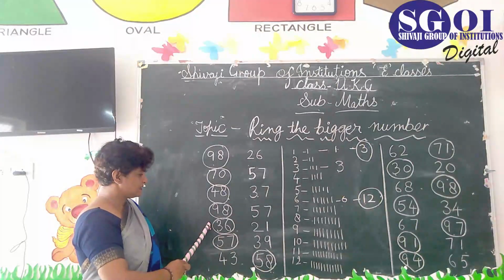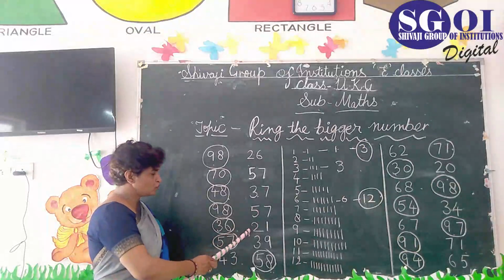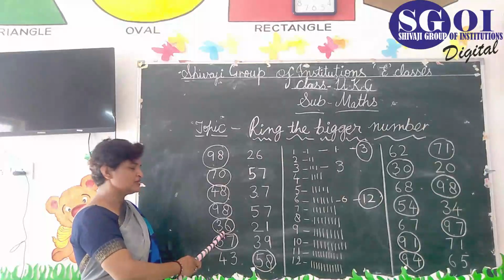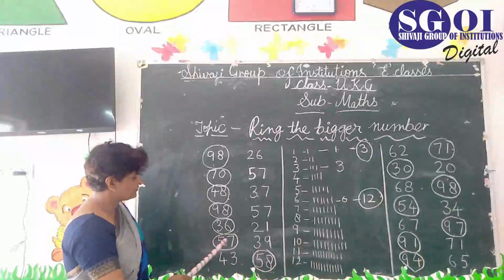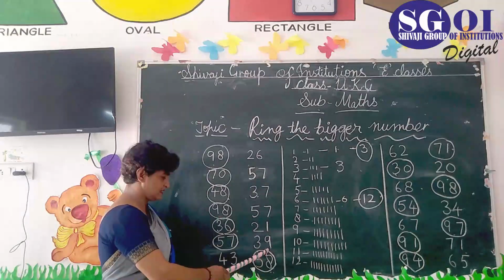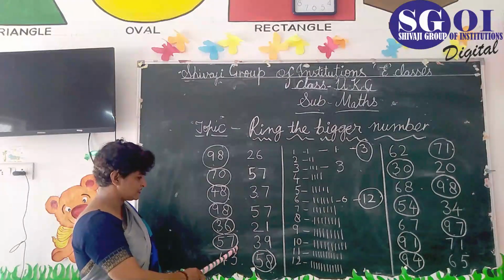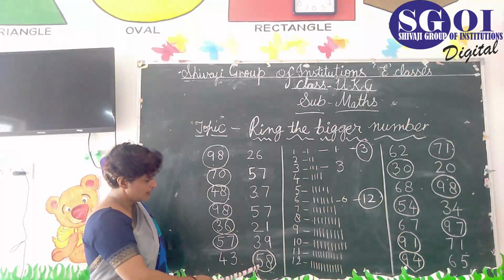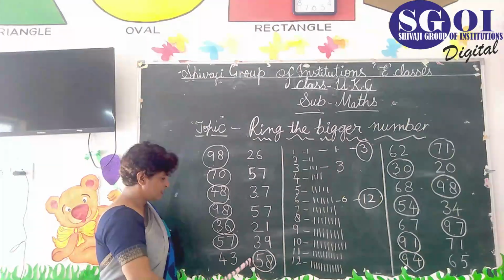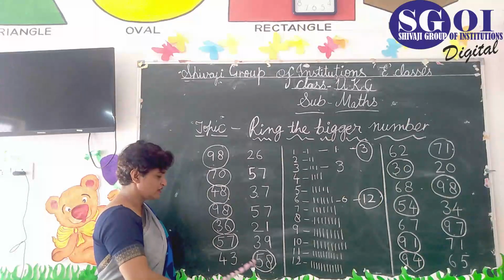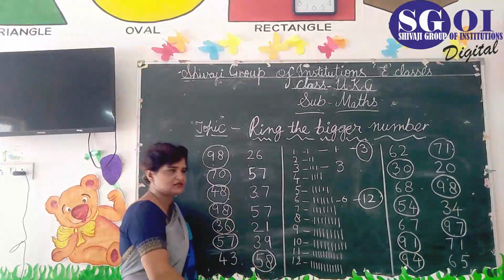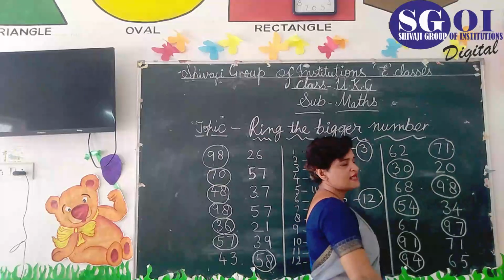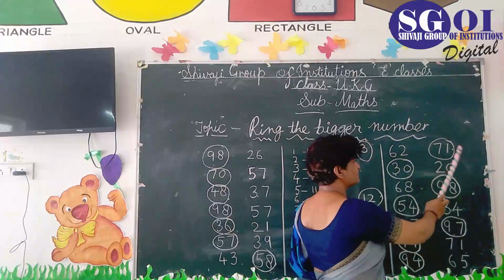Okay, this is 36, 21. 36 is bigger than 21 now, that's why we circle number 36. 57, 39. 57 is bigger, that's why we circle number 57. This is 43 and this is 58. 58 is bigger than 43 now. That's why we circle number 58. This is 62 and 71. 71 is bigger. That's why we circle it.